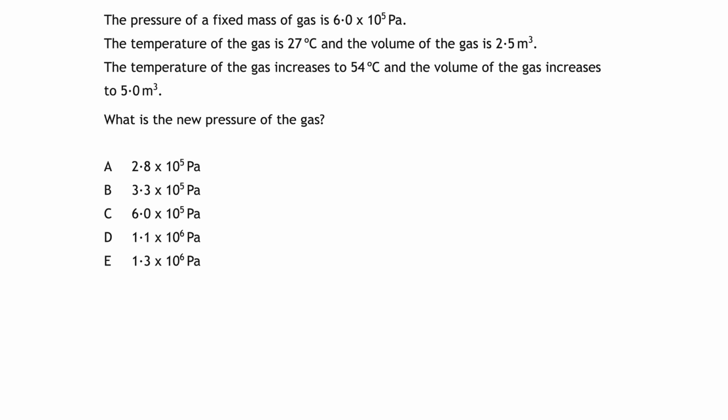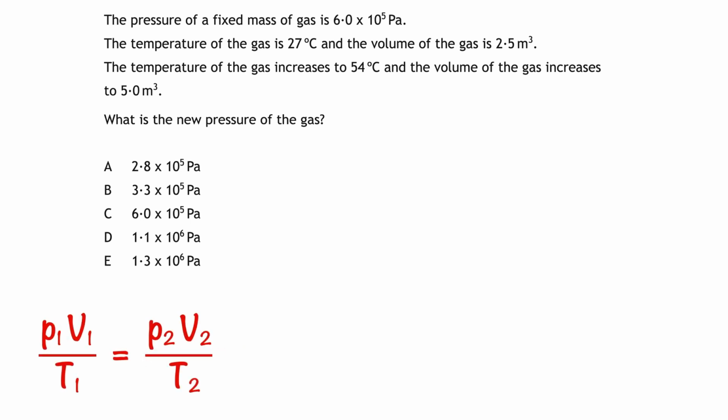So the equation to use, as it appears in the relationship sheet, is this one. Pressure times volume divided by temperature is a constant. The reason we use this equation is that all 3 quantities are changing. If one of the quantities was unchanged, then we could use one of the other gas laws. To make use of this relationship though, we need to change it so that it resembles the other gas laws.